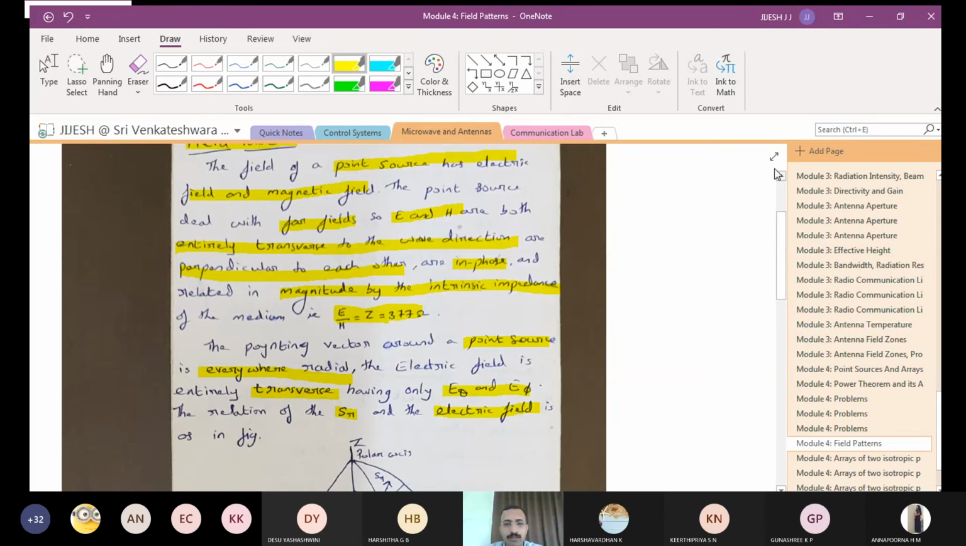Make a note of all these things, and we will draw one figure as well. A few more points are there to be discussed about field pattern. We'll see to that.